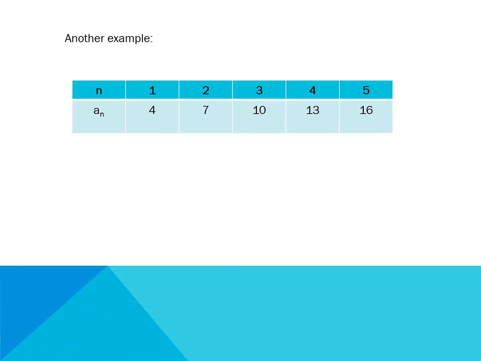Here is another example. We have another table of values again. We have n: 1, 2, 3, 4, and 5. And we have a sub n: 4, 7, 10, 13, 16. So what is the partner of 3? We have 10. So class, if we will continue this table, what do you think will be the partner of 6? It must be 19. How about 7? It must be 22. How about 8? We have 25.